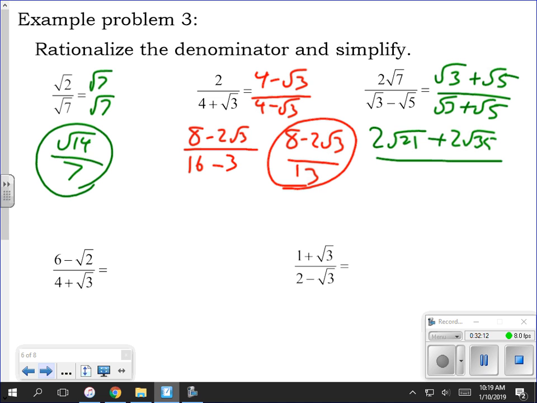My denominator, once again, fairly simple. Square the first term. Take square root of 3 and square it. You get 3. Minus the second one squared. Square root of 5 squared is 5. 3 minus 5. No more radical in my denominator. Simplify your denominator. 2 root 21 plus 2 root 35 over negative 2.